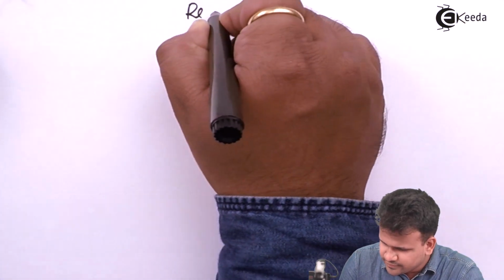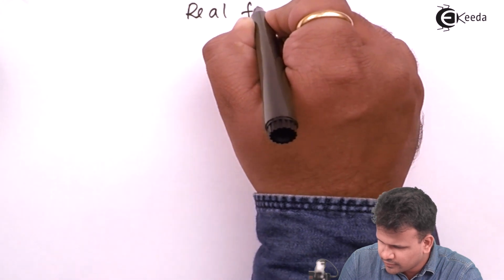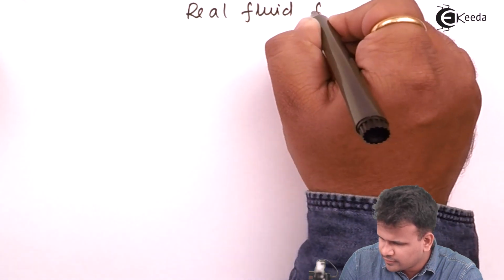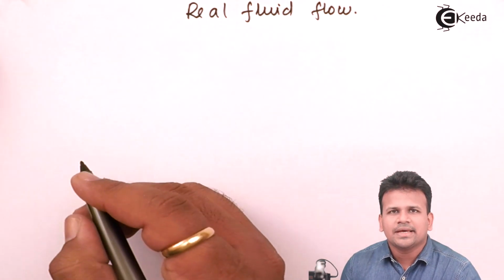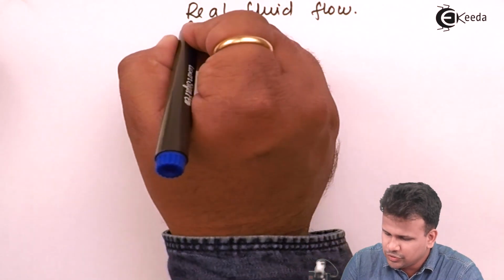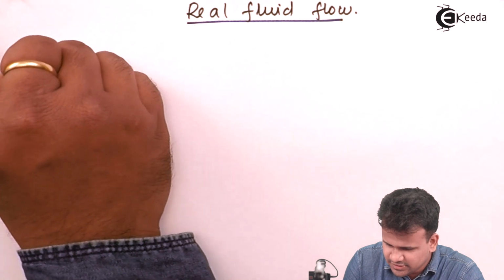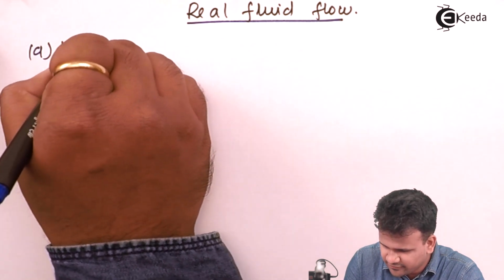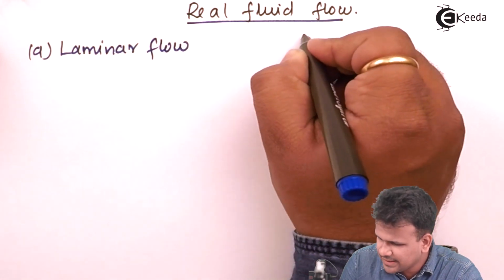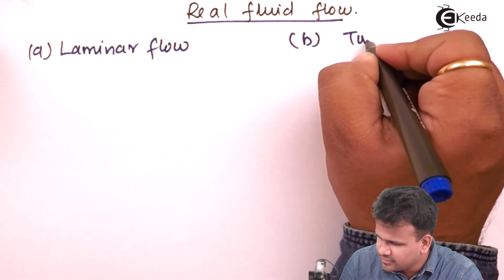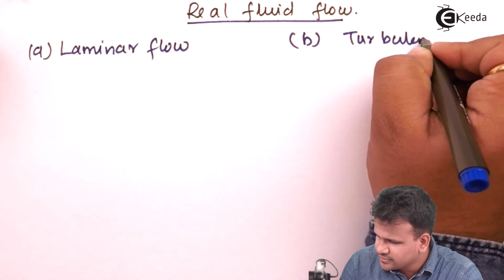Real fluid flow. Now, this real fluid is actually classified into two types. That is first, laminar flow, and second, turbulent flow.